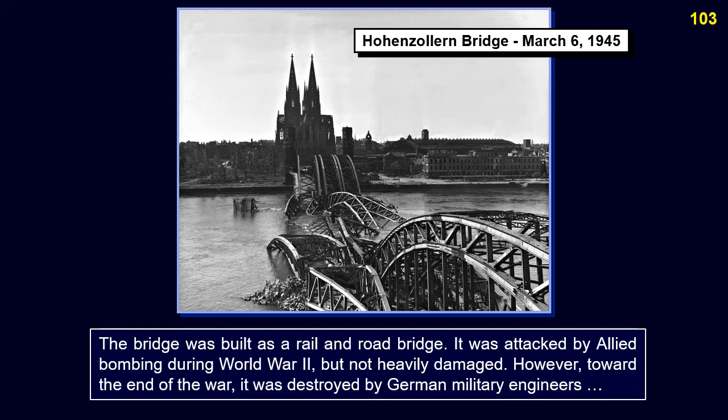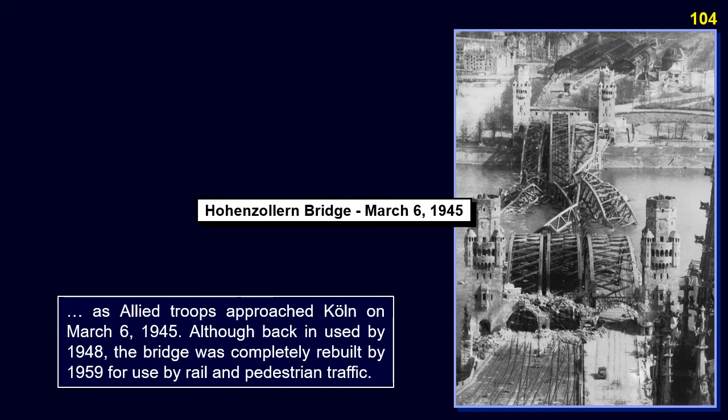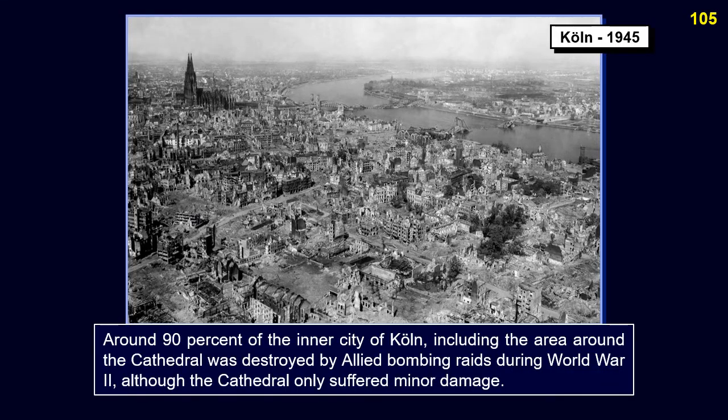It was attacked by Allied bombing during World War II, but not heavily damaged. However, toward the end of the war, it was destroyed by German military engineers as Allied troops approached Köln on March 6, 1945. Although back in use by 1948, the bridge was completely rebuilt by 1959 for use by rail and pedestrian traffic. Around 90% of the inner city of Köln, including the area around the cathedral, was destroyed by Allied bombing raids during World War II, although the cathedral only suffered minor damage.